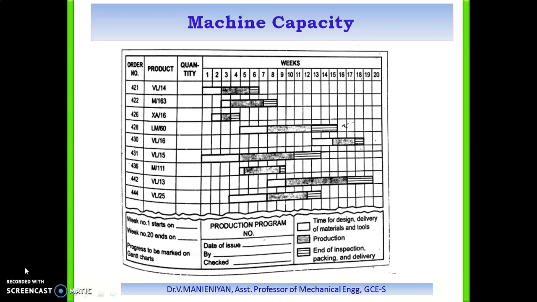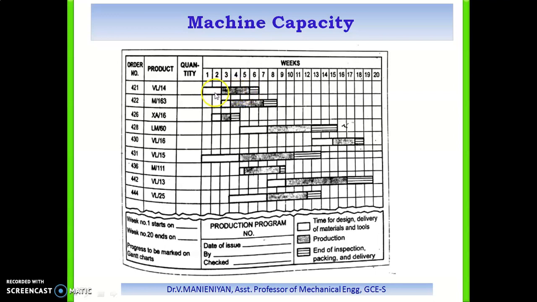Here a sample master programming chart is mentioned. There are order numbers and the product we are using. Taking order number 1 as an example, it takes some processes up to that week, and the product will be completed in 6 weeks.